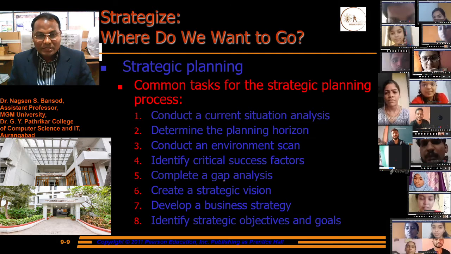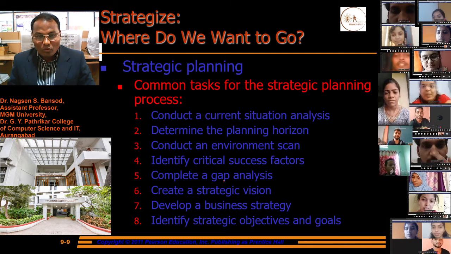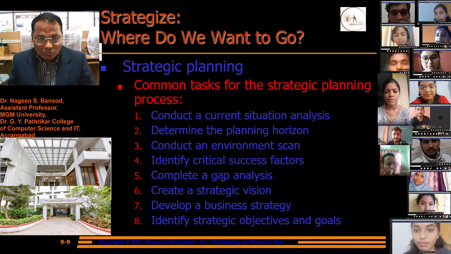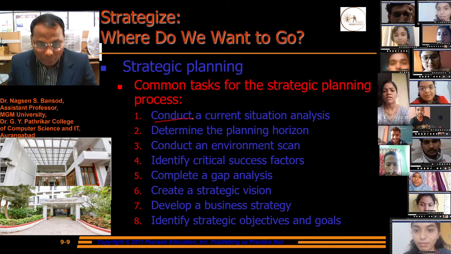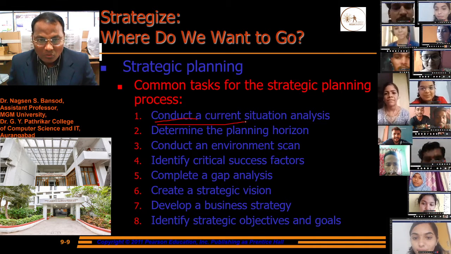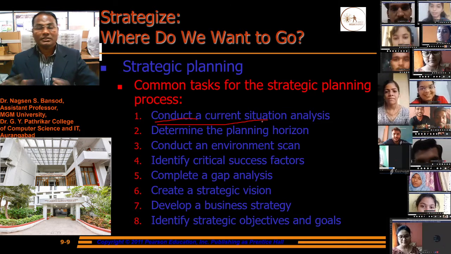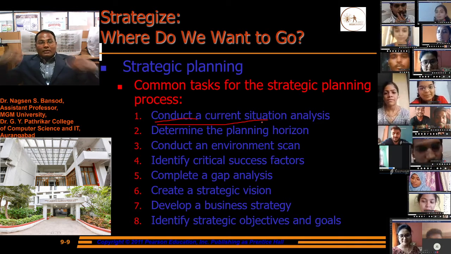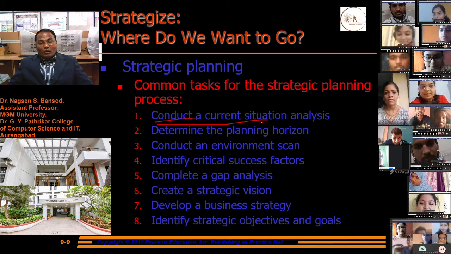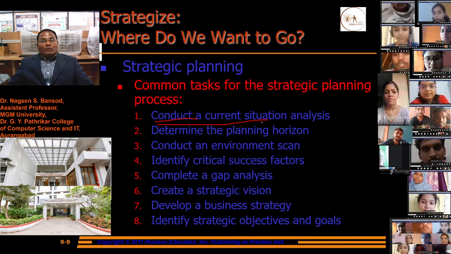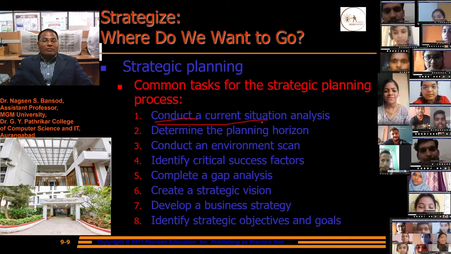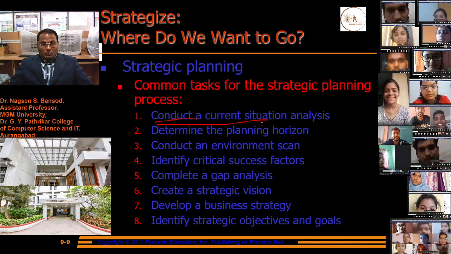The strategic planning is required for common tasks. The strategic planning processes are shown below. Look at this: conduct a current situation analysis. We have to conduct a current situation analysis before starting the business. How, where do we want to go for business purpose? Also determine the planning horizons.